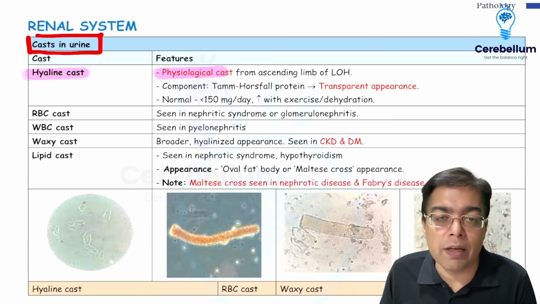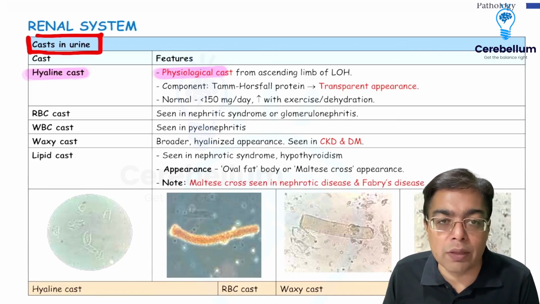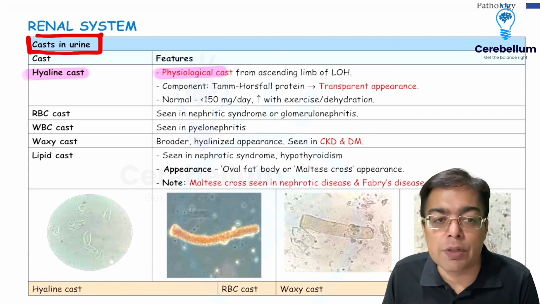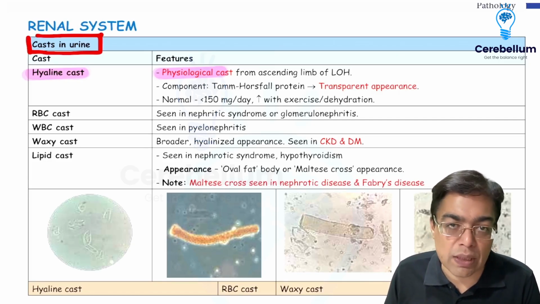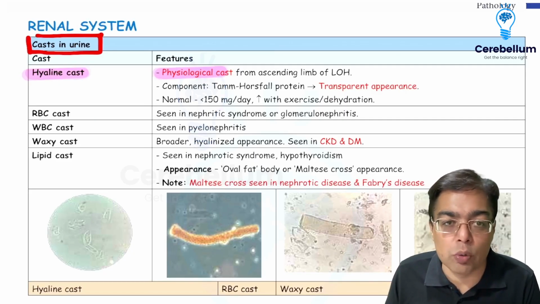You should be aware of the fact that this particular cast is going to be made up of the Tamm-Horsfall protein, and this cast therefore is going to have a transparent appearance. What exactly is going to be the source of this cast? That is going to be the cells of the ascending limb of loop of Henle.